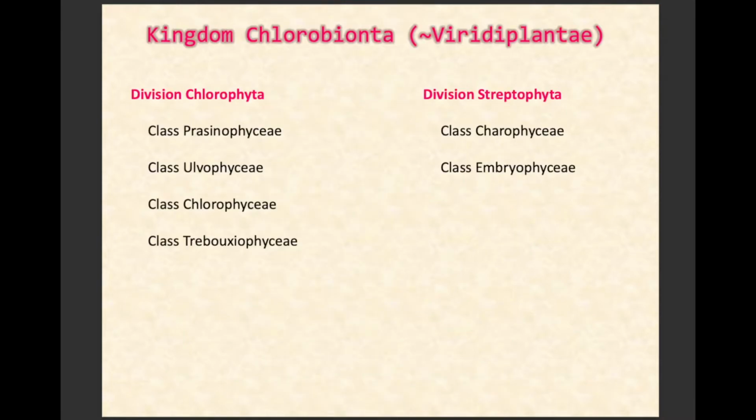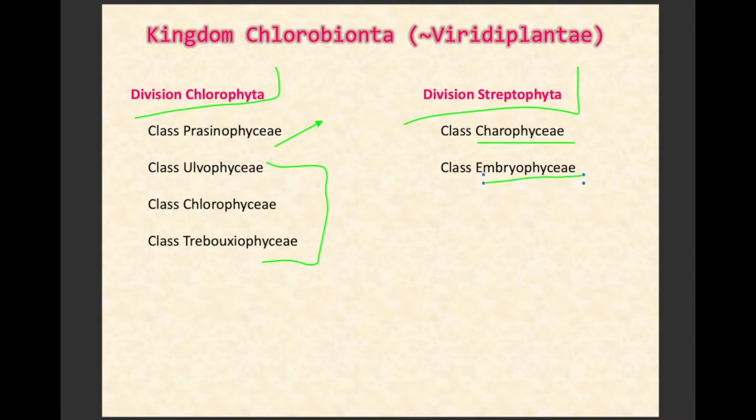Okay, so your kingdom Chlorobionta or your Viridiplantae has these divisions. Your division Chlorophyta and your division Streptophyta. Again, as we mentioned, we have your Prasinophyta and the core chlorophytes. Core chlorophyte group, your UCT group. And then in terms of your Streptophyta, we have your Charophyceae and your Embryophyceae. These are the land plants and your charophytes. Okay, so let's see what they look like.